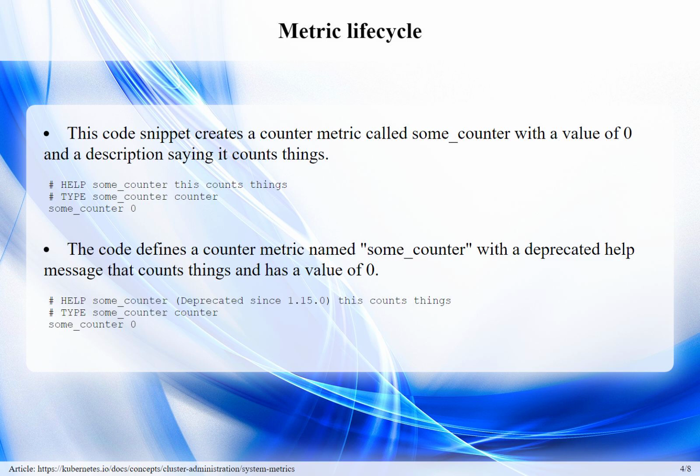The code defines a metric called sum_counter, with a help message that it counts things, indicating it is a counter-type metric. The help message is marked as deprecated since version 1.15.0. The metric currently has a value of 0.